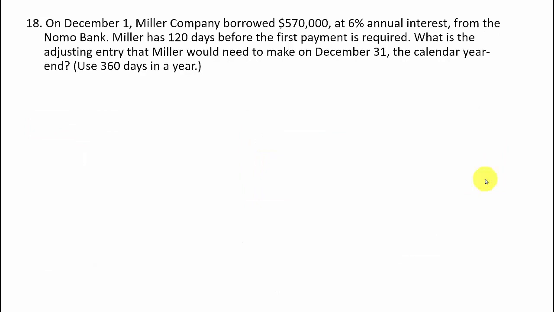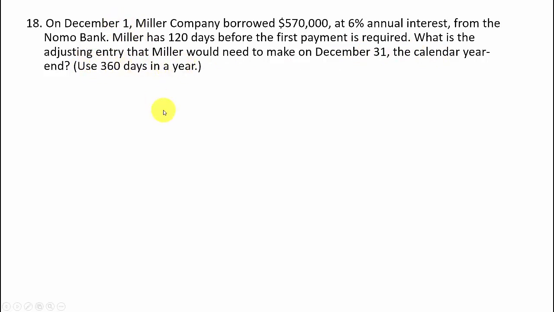Number 18. On December the 1st, Miller Company borrowed $570,000 at 6% annual interest from the Nomo Bank. Miller has 120 days before the first payment is required. What is the adjusting entry that Miller would need to make on December 31st, the calendar year end, using 360 days in a year, which is usually called a business year?